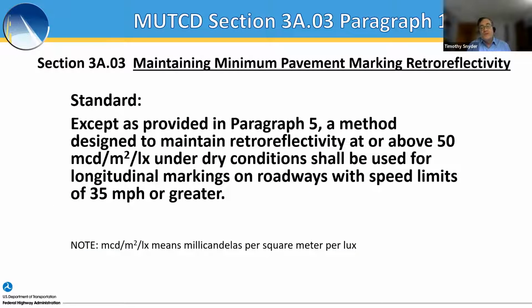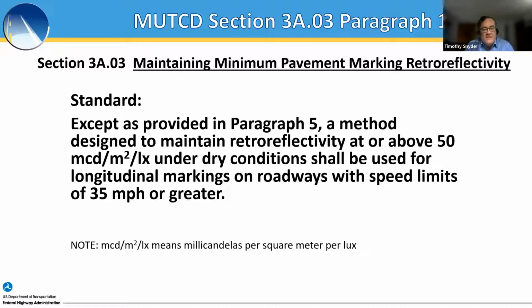Okay, so section 3A.03. This is maintaining minimum pavement marking retroreflectivity. Previously, this section was in the MUTCD, but it was blank in anticipation of this rule coming through. It's been 12 years since we proposed the rule, so we're getting right to it in a good old time.